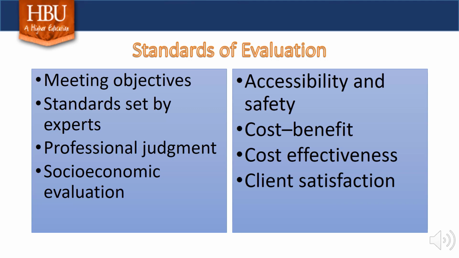Seventh, cost effectiveness. Was the money used effectively in benefiting the organization's program? And then lastly, client satisfaction. If a program is carried out for the benefit of a specific group, then it stands to reason that those clients should be the ultimate arbiters of the program. They would be the ones evaluating the success of that program.